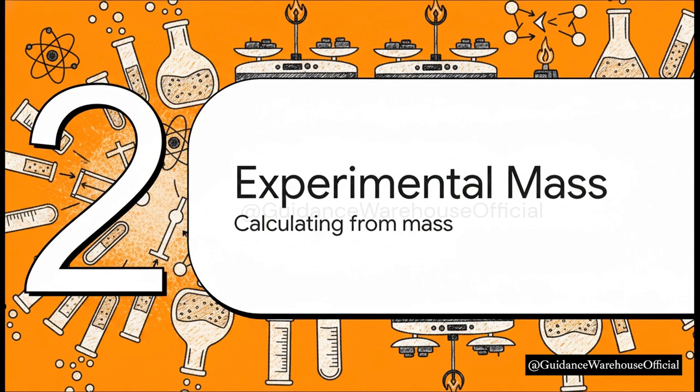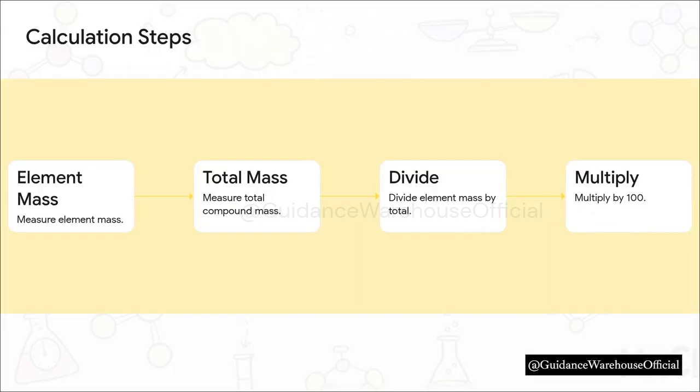Section 2, calculating from experimental mass. Now that we've got the basic idea down, let's see how we pull this off using actual lab data. Imagine you're standing in the lab and you're analyzing a 10-gram sample of some mystery gas. Your instruments tell you this 10-gram sample contains exactly 2.5 grams of hydrogen and 7.5 grams of carbon. How do we find the percent composition?